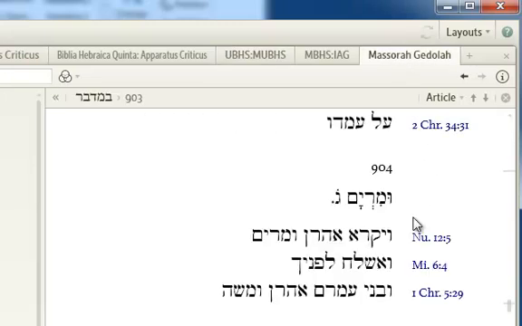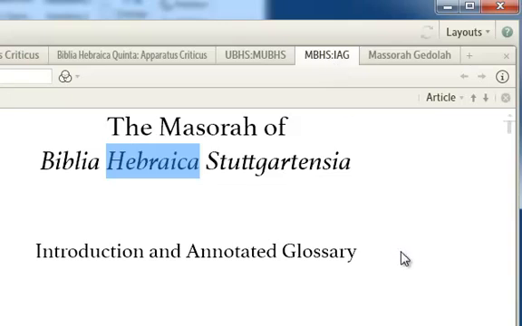You can also get the Masorah Gedolah. That's not part of the package, the Stuttgart Electronic Study Bible. If you're interested in more detailed textual critical work, Masorah Gedolah is available as an add-in. And then there's one more book, the Masorah of Biblica Hebraica Stuttgartensia by Kelly, Mynatt, and Crawford. This is more of a textbook discussion of what's going on in the Masorah. So this is just a brief introduction to what you have available in Logos 4.